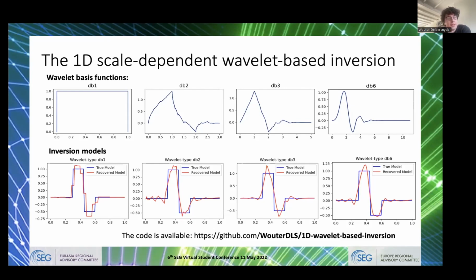Also good to know that this code is available on GitHub, so you can check it out there. It's made so that it can fit within the SIMPEG framework for people who sometimes work with SIMPEG, but there's also an example showing how you can use it with your own code for inversion. So it should be relatively clear. And if not, please reach out to me.